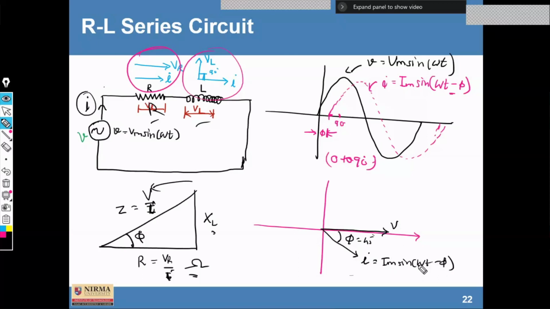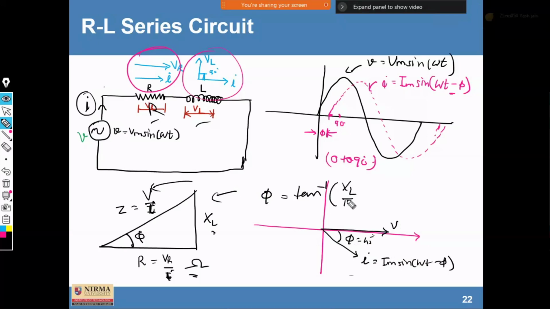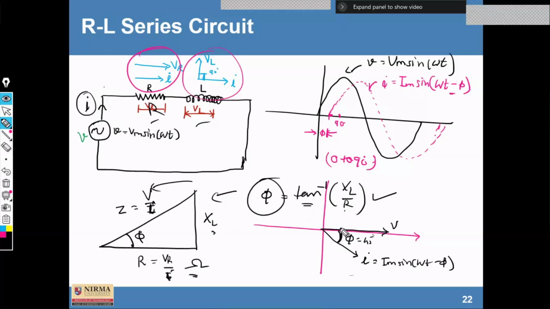Clear? Yes, sir. Okay. Similarly, if we want to find the angle phi from this triangle, we can find it by tan inverse XL by R. If we know the value of XL and the value of R, tan phi is XL upon R. So phi is equal to tan inverse XL by R. With the help of this equation we can find the angle. So if we have the value of R, XL, and the voltage source, the remaining parameters we can find.